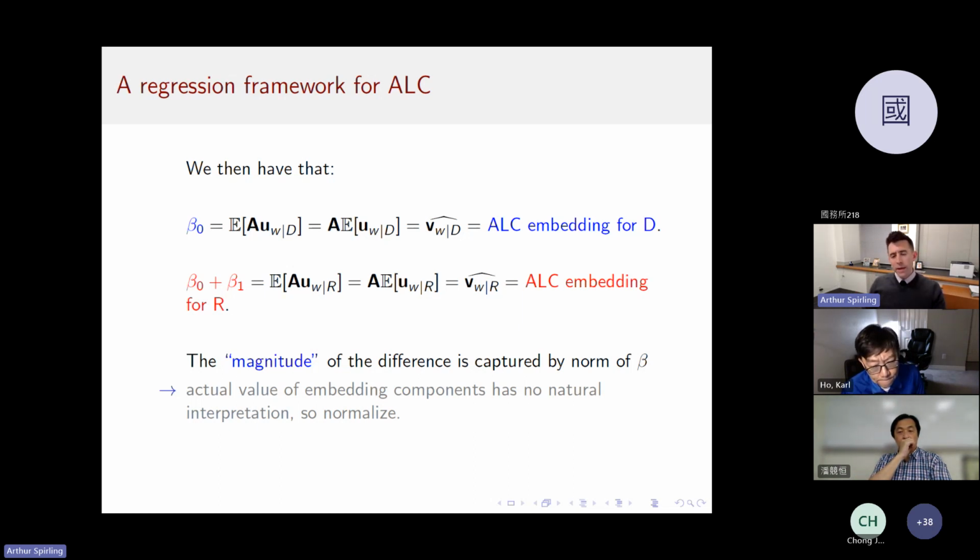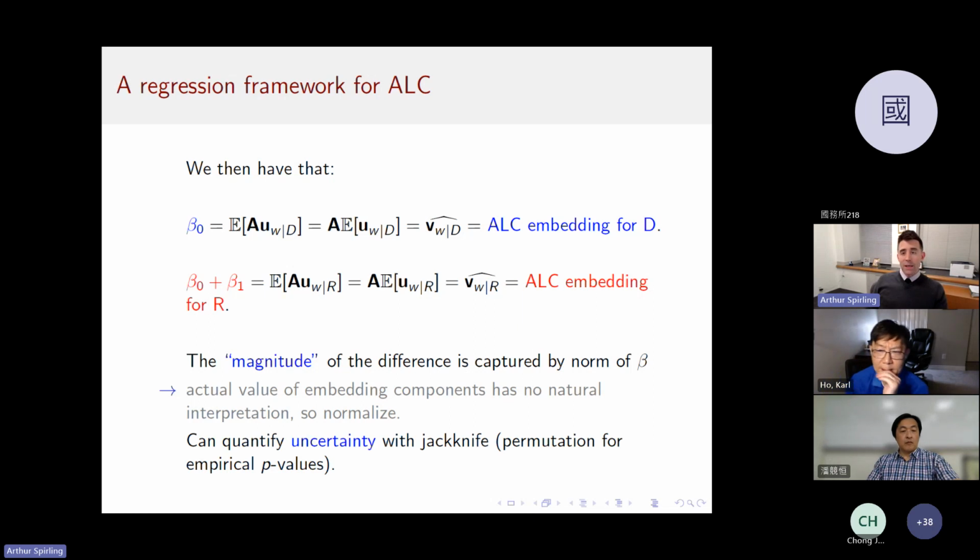I won't spend too long on that, partly because we have some extra work we're doing in the software at the moment to make some improvements to that. But the idea basically is that you can think about, is this beta 0 different to beta 0 plus beta 1? Right, that's a magnitude you might want to estimate. And we can give uncertainty estimates using things like the jackknife. And if you want empirical p-values, we use permutation.